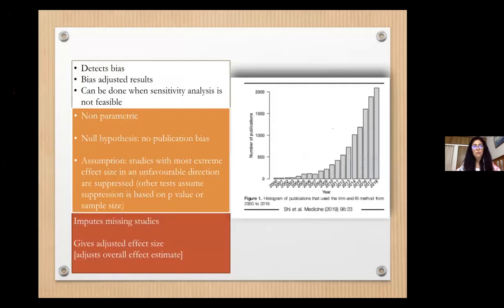Yes. This has become quite popular recently, and you can see how more and more studies are doing this trim and fill analysis for bias adjustment. So now we can finally move to Stata.